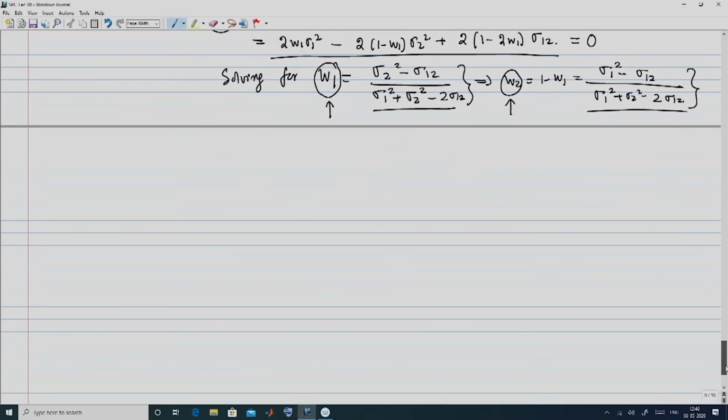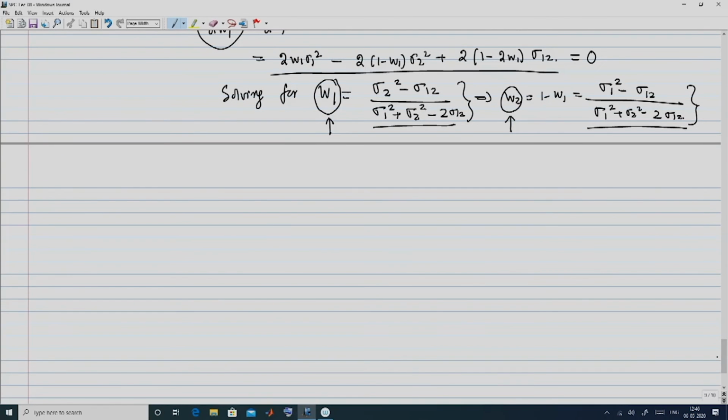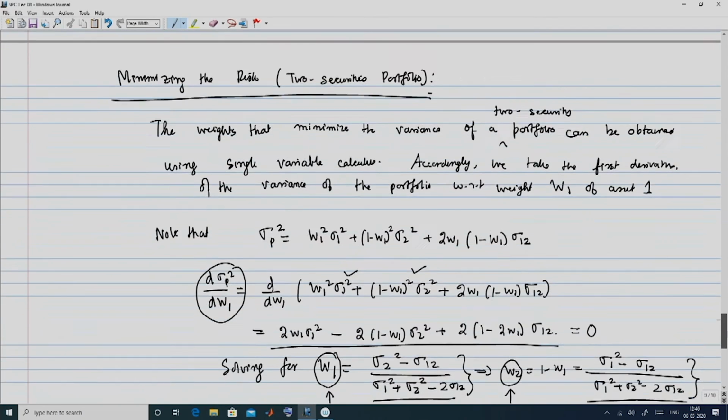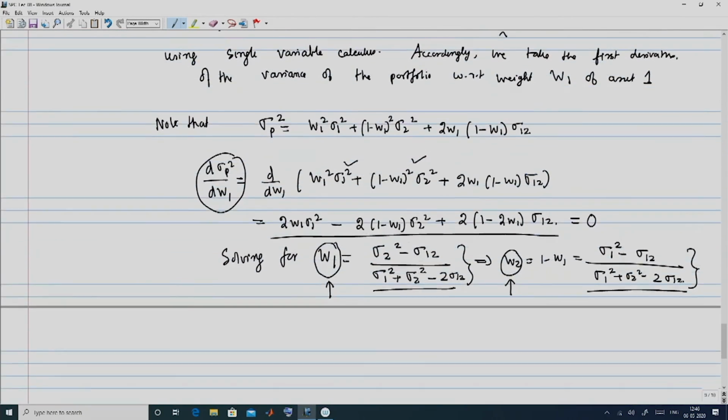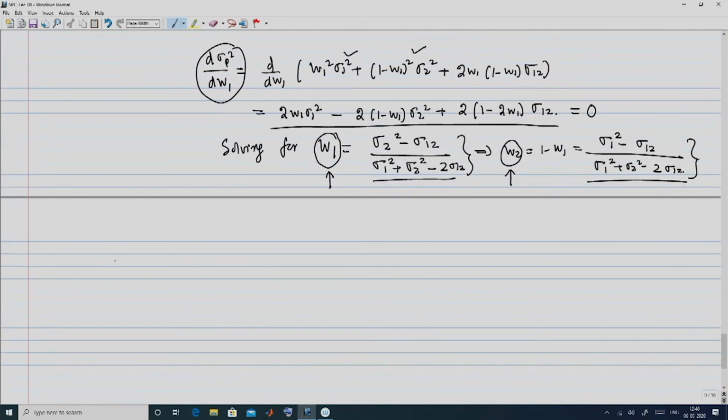Okay. So, now let us move on to minimizing the risk in the case of a 3 asset portfolio, and eventually we will look at an n asset portfolio. So, I look at minimizing the risk for a 3 asset portfolio.